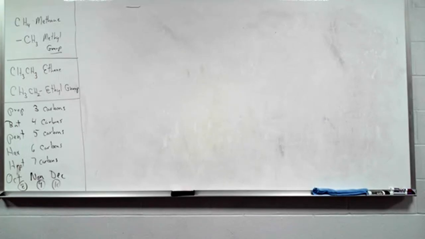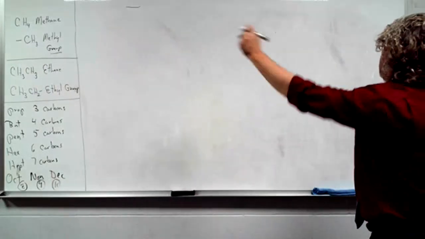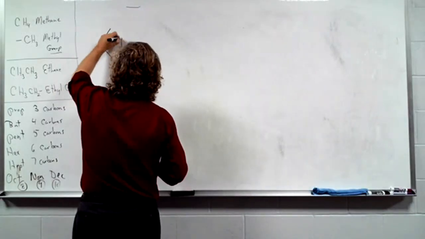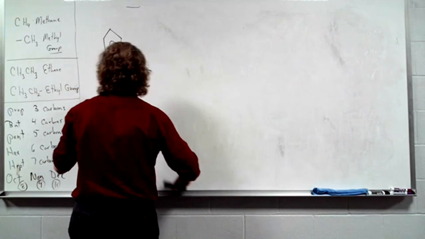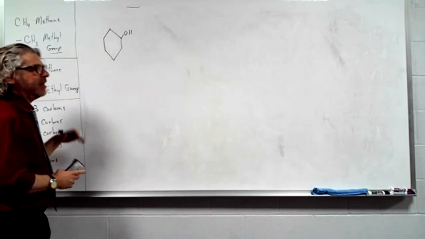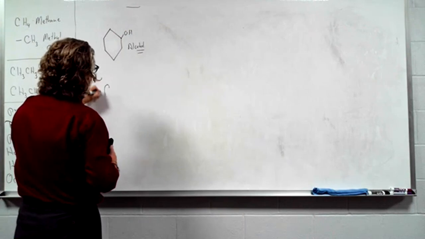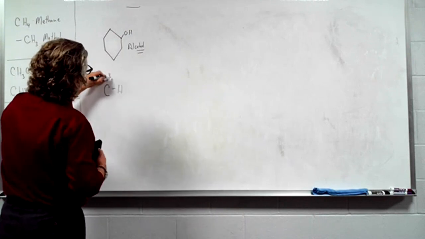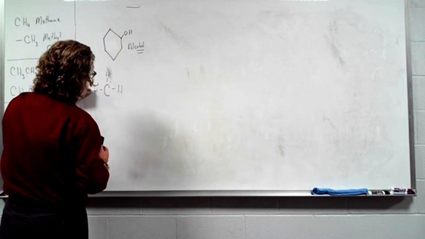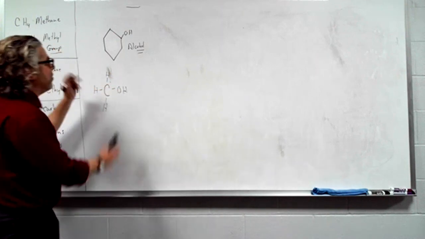So, the second hour. Now, I mentioned something last time called a functional group, and I said alcohol is a functional group. If you had a benzene, or better yet, just a cyclohexane, and put an OH on it, it's not a hydroxide, it's an alcohol. If you have methane, which we talked about last time, natural gas, replace one hydrogen with an OH, that's an alcohol.